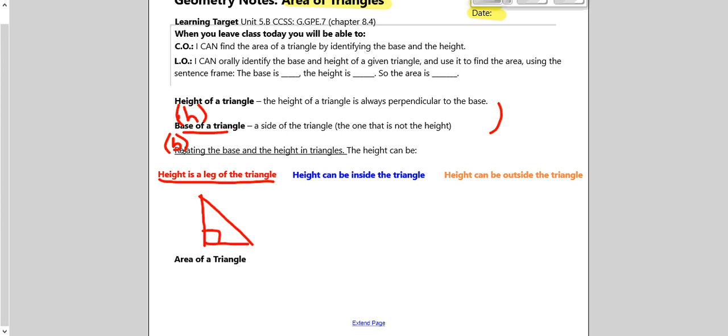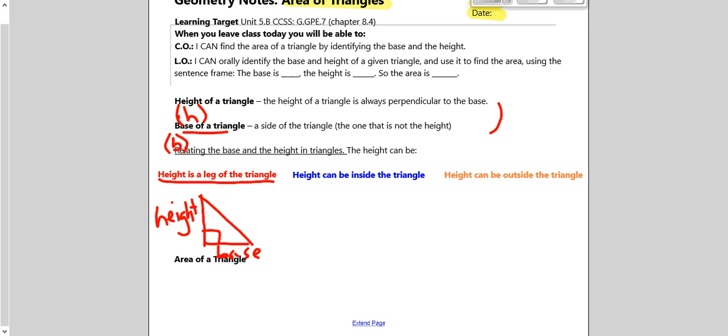Okay, so this is the height and this is the base. So the height of a triangle is always perpendicular to the base. Okay, so that's the first case. So you can have the height as one of the legs. In that case, you would have a right triangle.